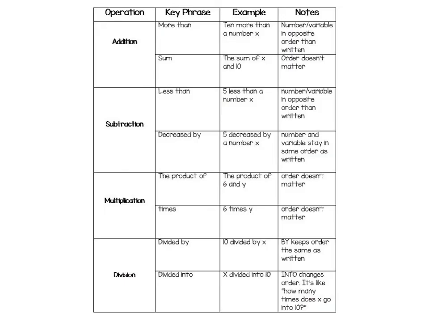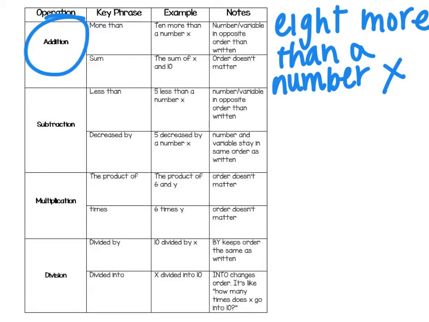You all should have this chart, and if not, it's on my website. But this will be a helpful chart to show you what operation you might use if you have different key phrases, like something like more than, the sum of, the product of, divided by, divided into, things like that. So in the next few slides, I'm going to go through each operation and show you some examples of when you might use an addition sign, a subtraction sign, a multiplication sign, or a division sign. Let's talk about addition first.